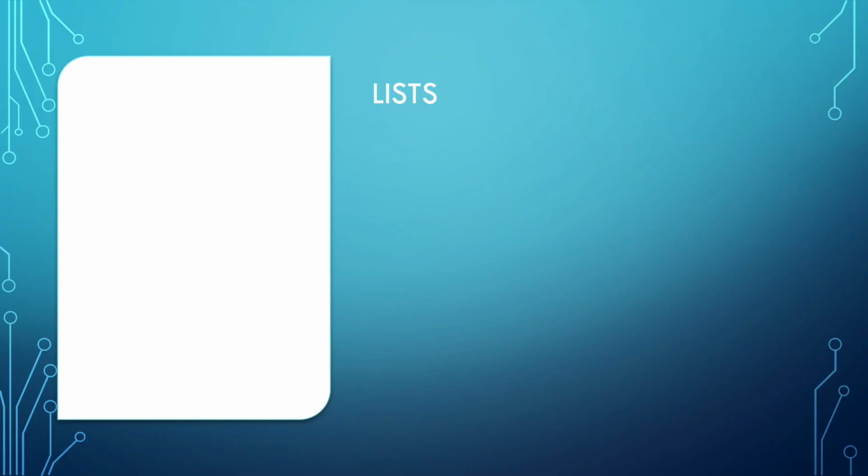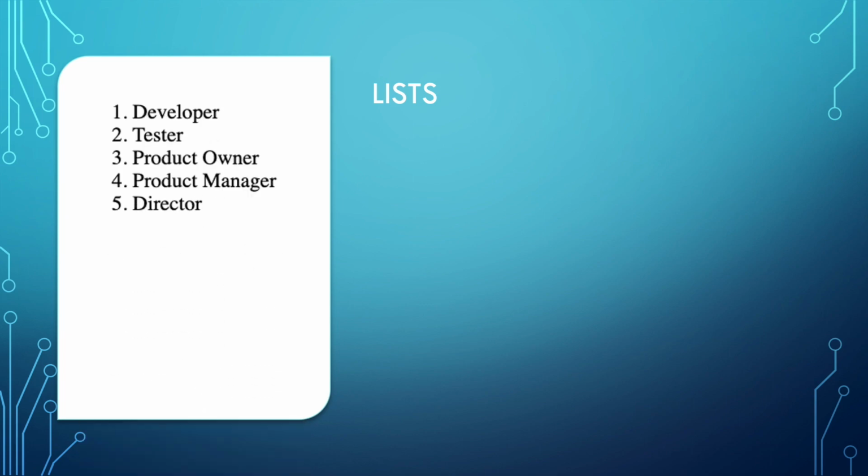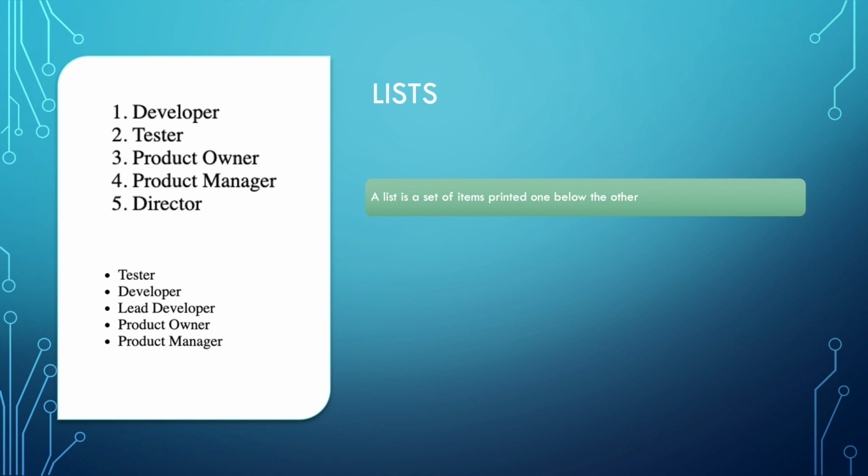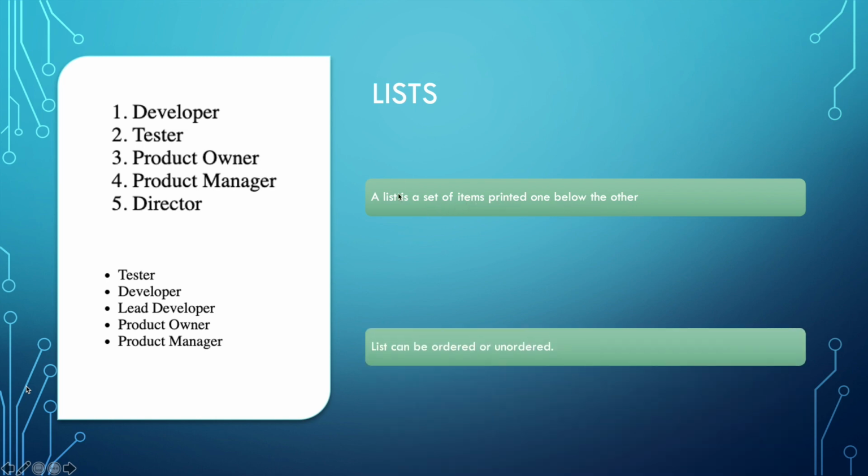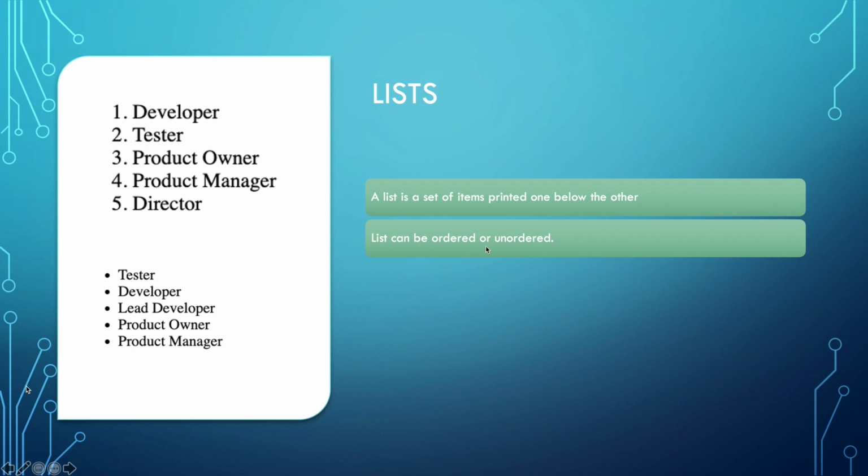Let's understand HTML list. What is a list? A list is basically a set of items. So you can see on the left side, I have a list of roles. A list is a set of items printed one below the other. And a list can be ordered or unordered.